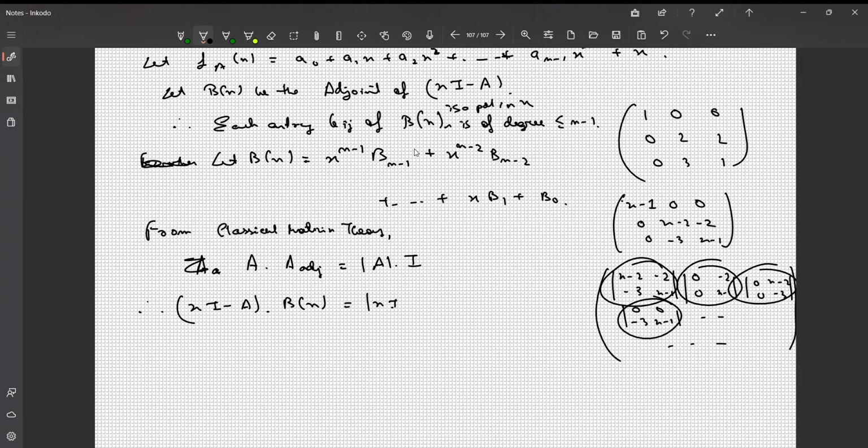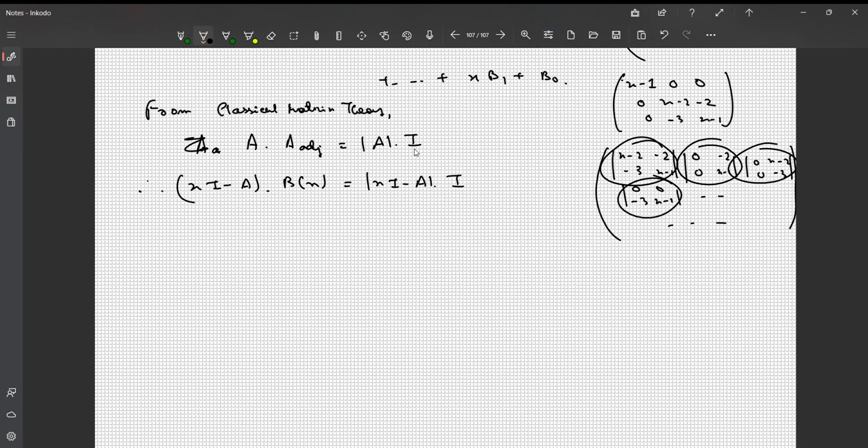This should be equal to the determinant of xI minus A, where I is the identity matrix. Right? So I just need to expand this. Therefore, we have xI minus A. So B(x) is written as x to the power n minus 1 times the matrix B_{n-1}, plus x to the power n minus 2 times B_{n-2}, and so on till xB_1 plus B_0.